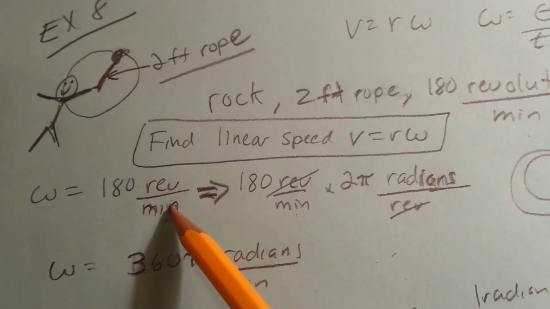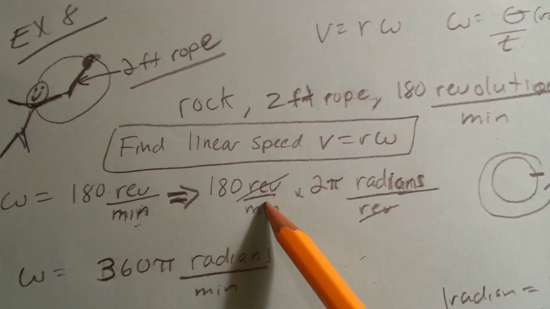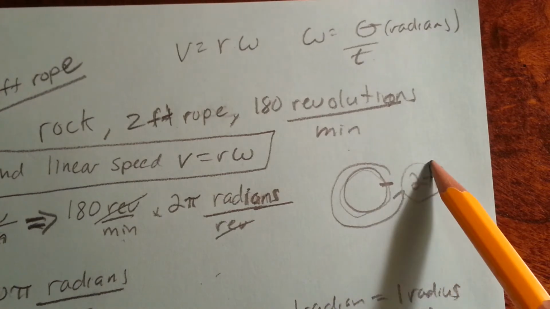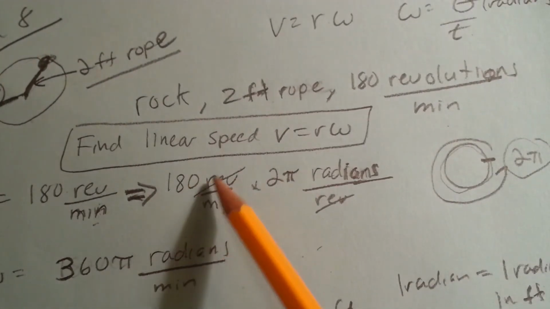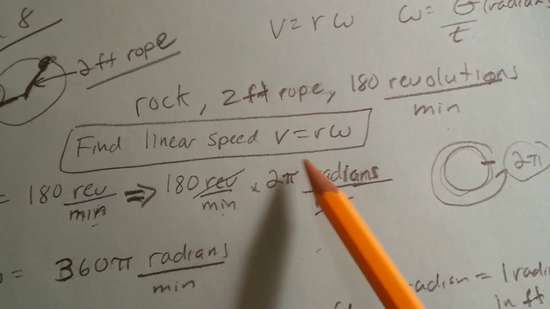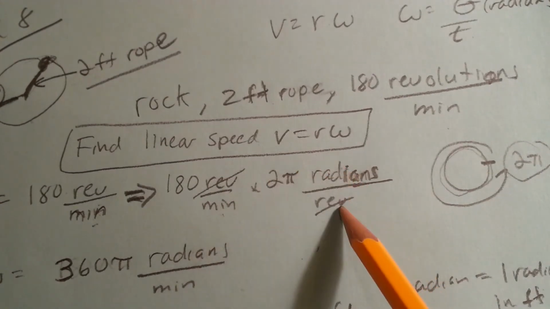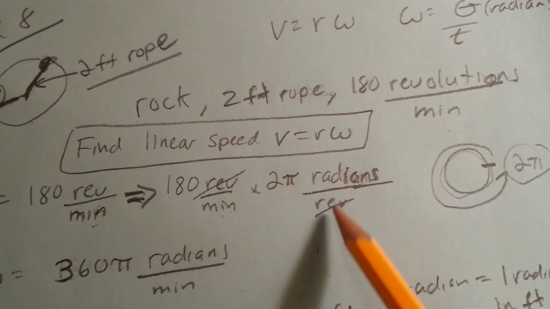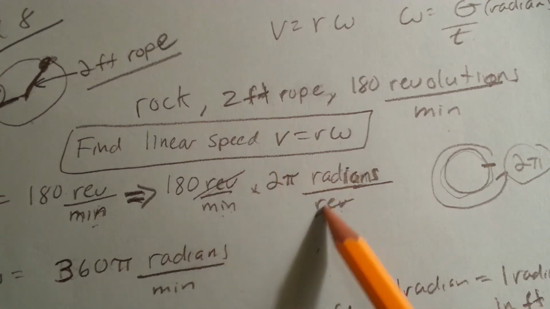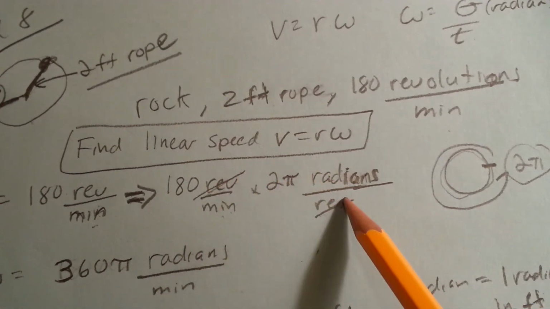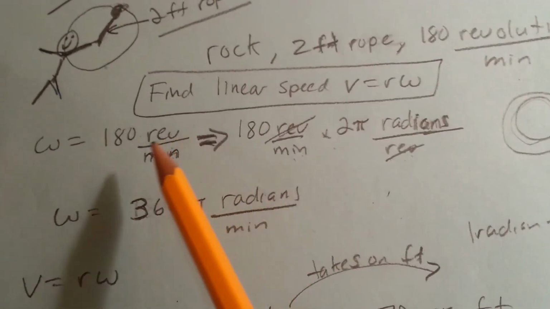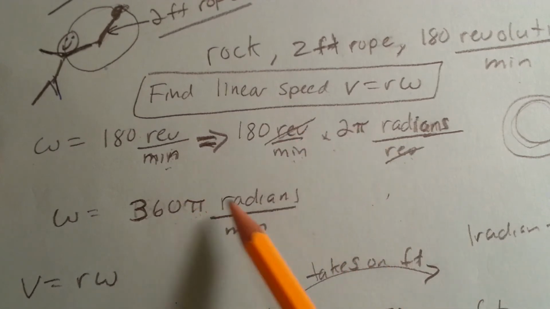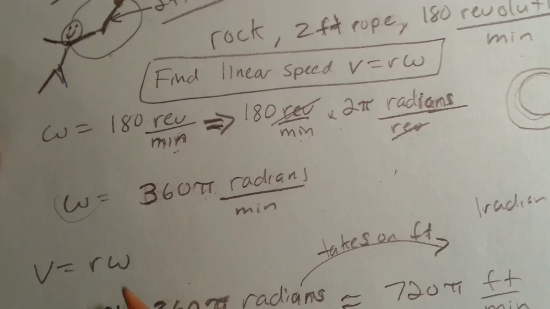So we need to convert revolutions per minute. I take 180 revolutions per minute. Remember, once around the circle, 1 revolution, is 2 pi. So I'm going to convert 180 revolutions per minute, and I multiply it by a conversion of how many radians per revolution? 2 pi. Notice the revolutions cancel out, and I'm left with radians per minute. 180 times 2 pi is 360 pi radians per minute. That's omega. I still have r.